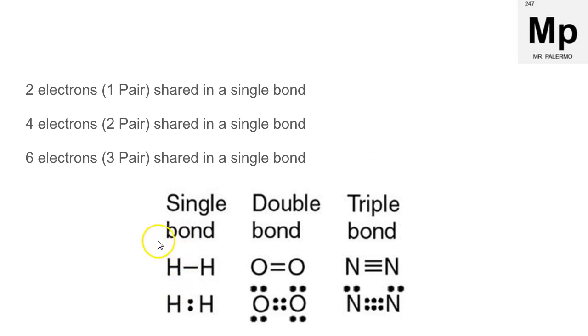So when we have a pair of electrons, which is 2 electrons, we have a single bond represented by 2 dots, or you can use a line. A double bond would be 2 pairs or 4 total electrons, represented by 2 lines. And a triple bond, as in that nitrogen example, has 6 electrons or 3 pairs, represented by 3 lines.